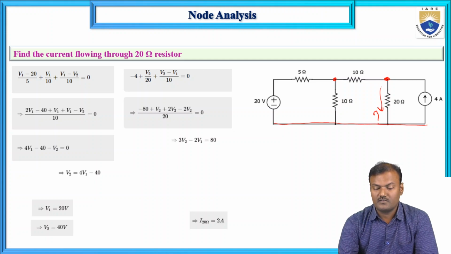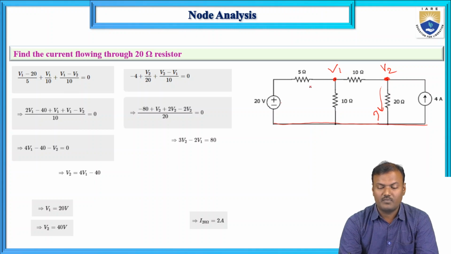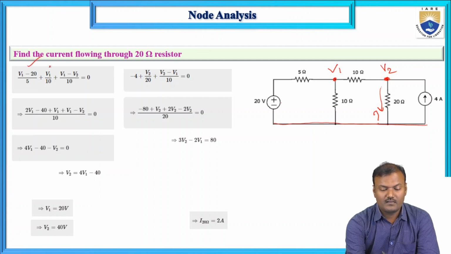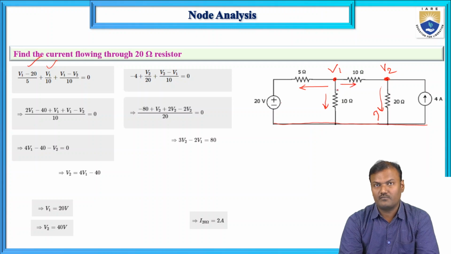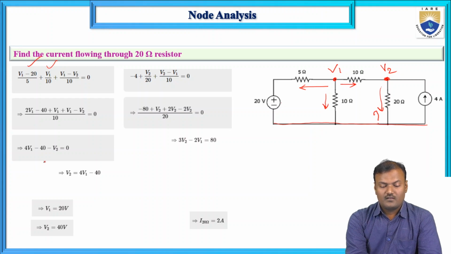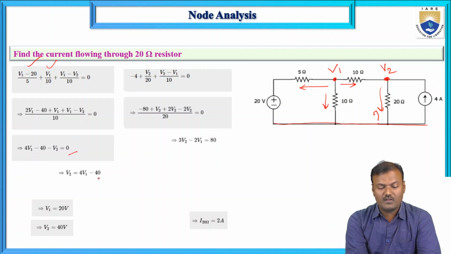Writing the equations, this is V1 and this is V2; voltages are assumed first. (V1 minus 20) divided by 5 is the first term, and V1 divided by 10 is the second one. Currents are always assumed to be flowing out of or away from this branch or node, equal to 0. So it is obtained as 4V1 minus 40 is equal to V2. We get a relation between V1 and V2 as this one.